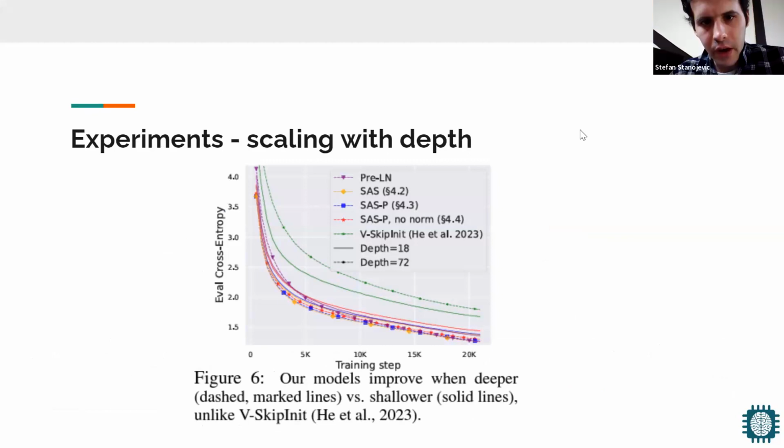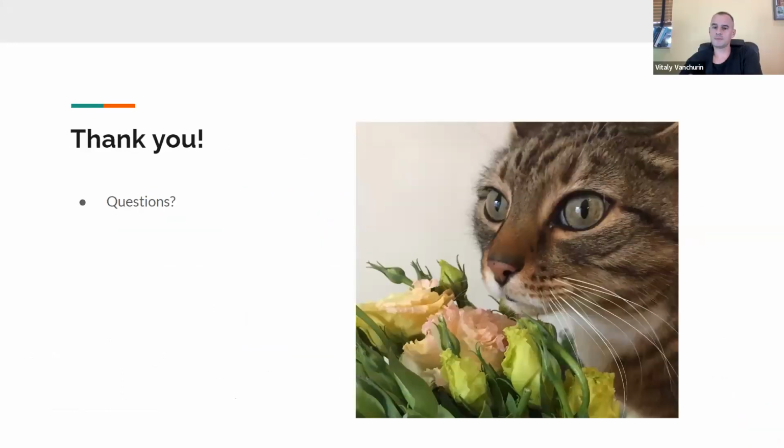I guess they have this comparison between the dotted line and the full line. So it does perform better at deeper. That's exactly my question. Okay, good. Perfect. Other questions?